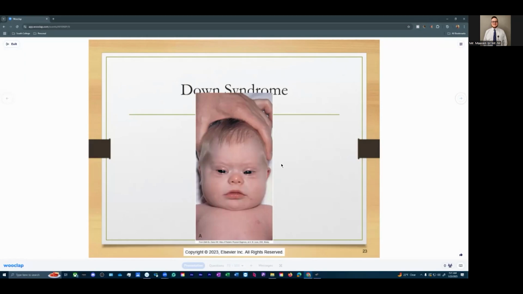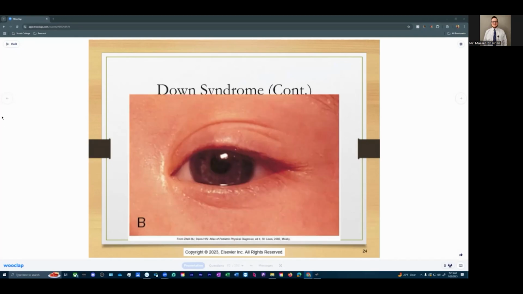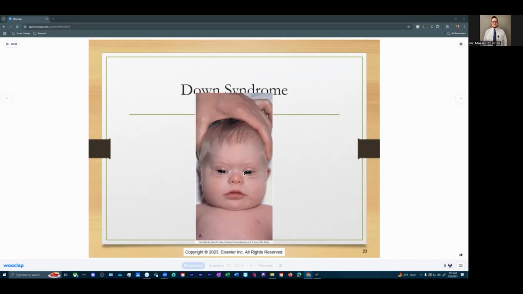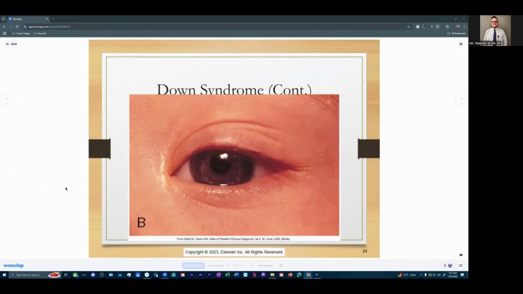And these are some of the pictures from the book: the head shape, the epicanthal fold, so the brow, slanted eyes, just to give you an idea there.